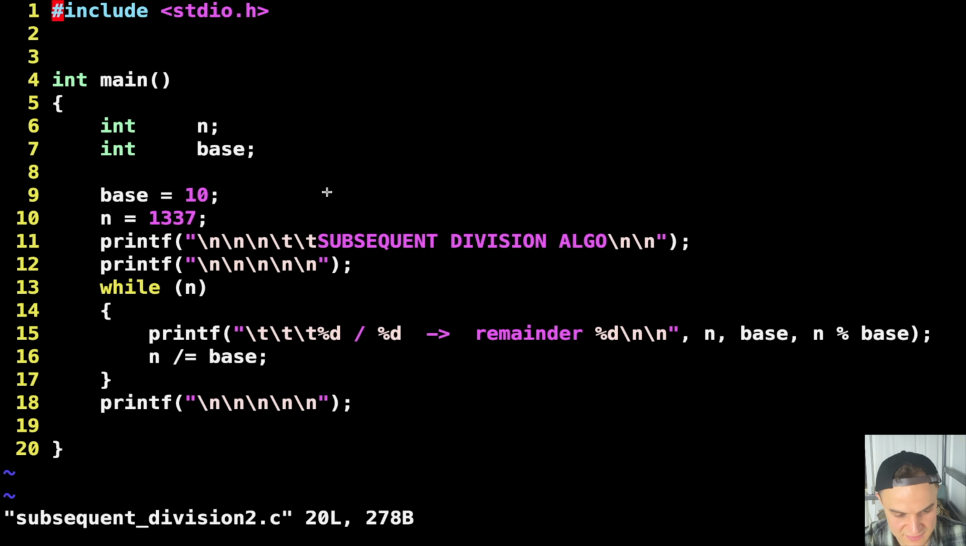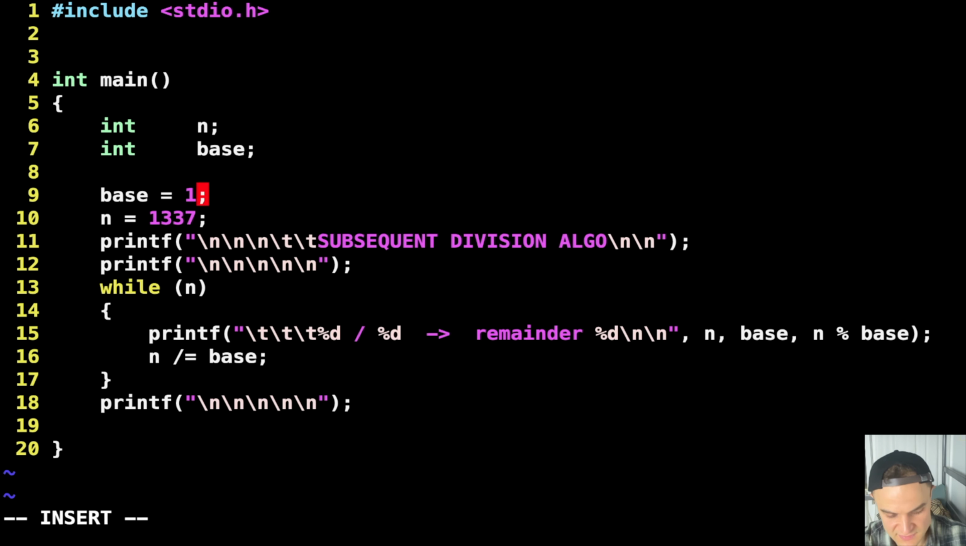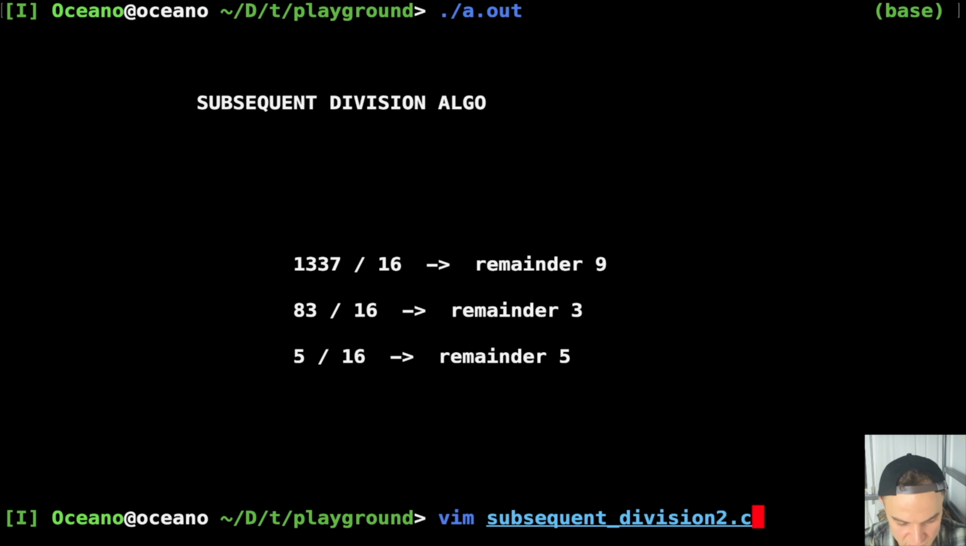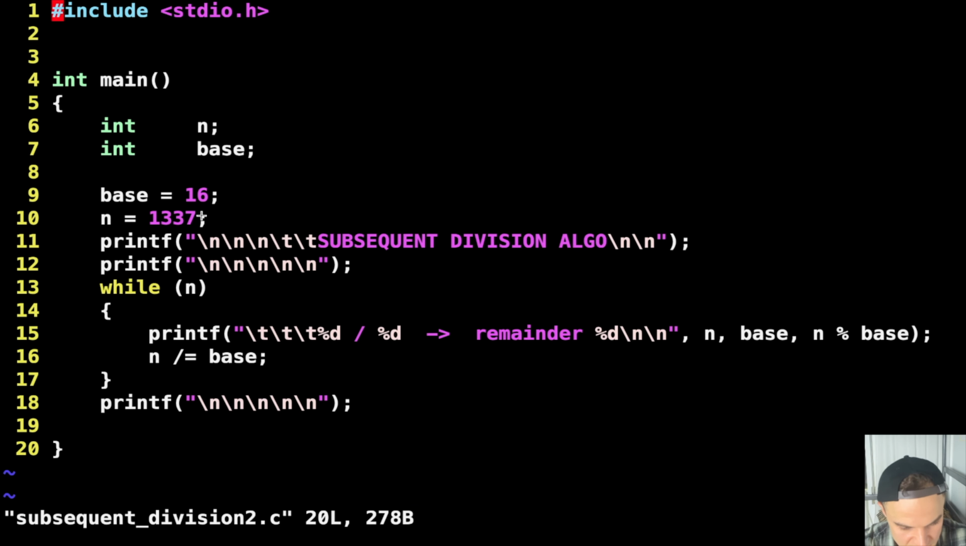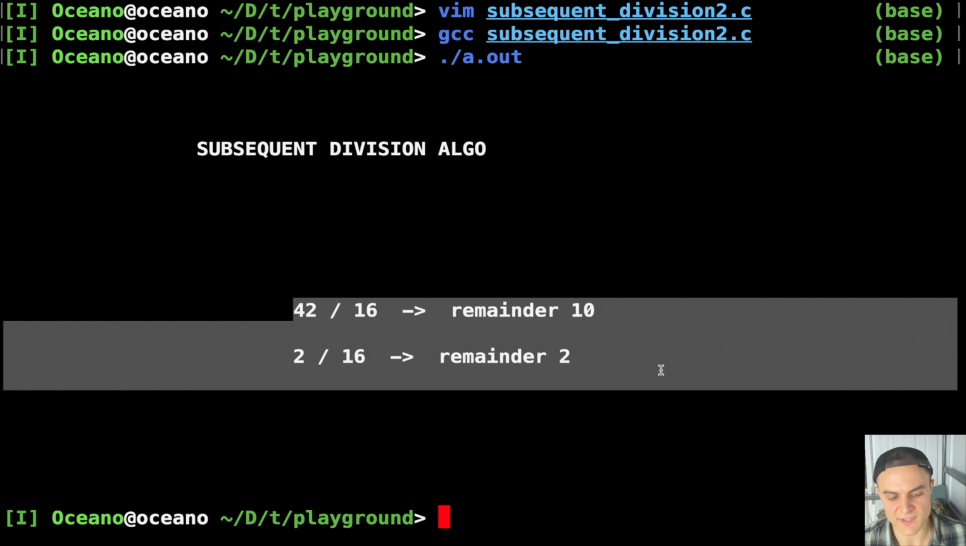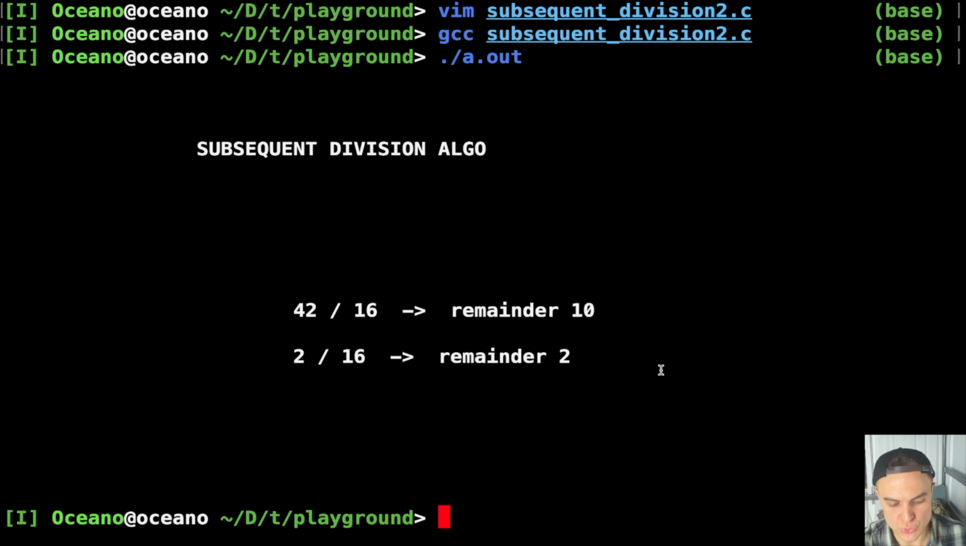Okay, one last thing, I want to do this in base 16, compile and run. Look here, I have 539, which is not telling me the point I wanted to make, but let's use the number 42. Okay, I recompile and then I run. Look here, I have 42 divided by 16 and 2 divided by 16, I get 2 and 10.